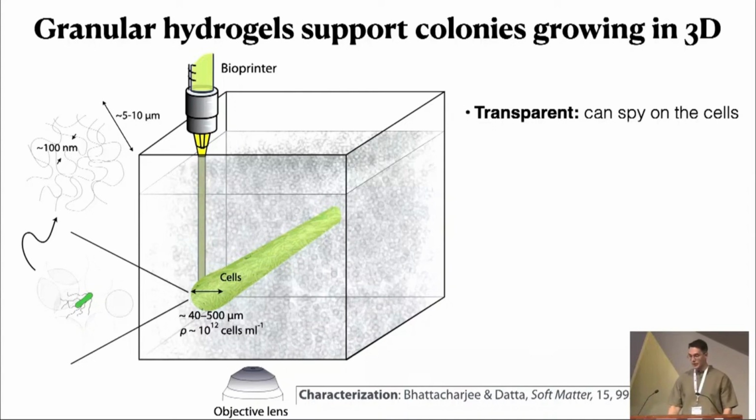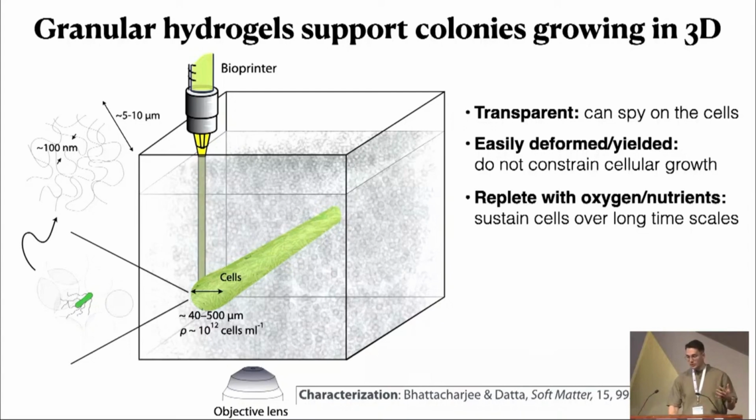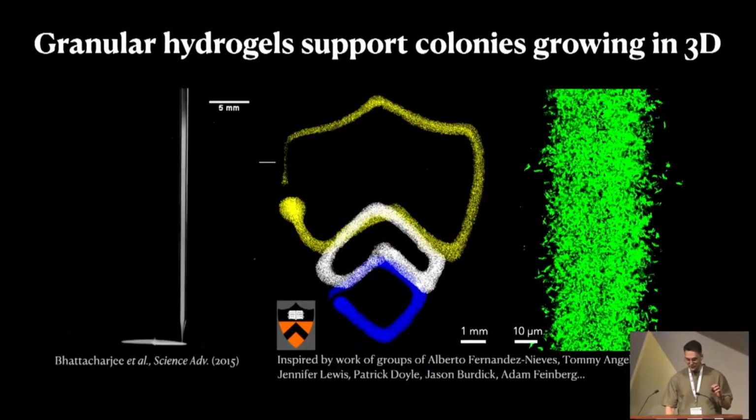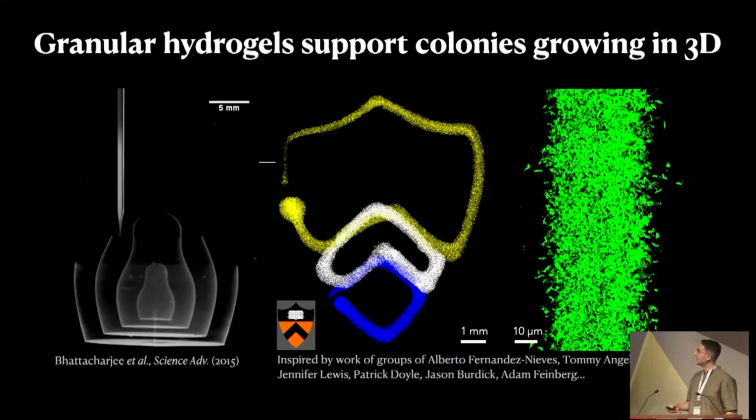The good thing is that it's transparent, so we can perform confocal microscopy and spy on the cells. As I mentioned, they are easily deformed, they are very squishy, so they do not constrain cellular growth. They're also replete with oxygen and nutrients, since small molecules can diffuse in, so they sustain cells over long time scales. And then, as I mentioned yesterday, we can tune the degree of confinement. In particular, today I'm going to focus on purely proliferation-driven expansion, but before, I'm going to show you quickly how it works: you can go with a needle and really 3D print any shape that you would like.